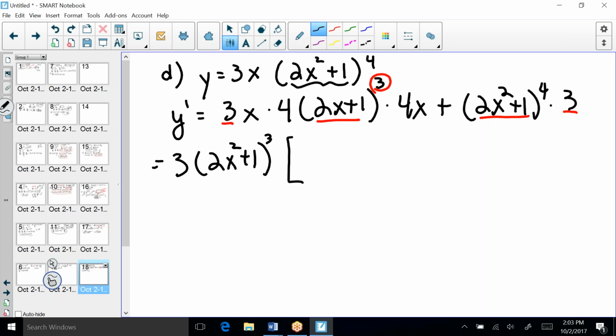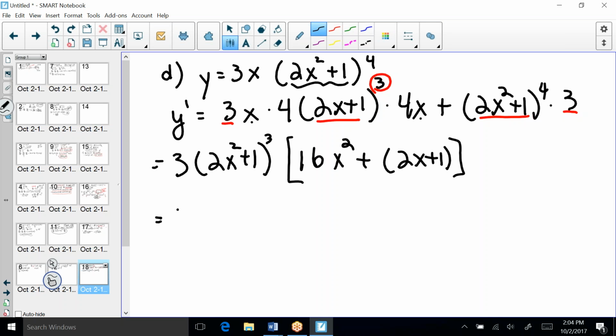We have 4 times 4, so that's 16, and then we have this x times this x, so that's x squared. And then we have 2x plus 4 that's left over here. On this side, we have just one of the 2x plus 1's left, plus 2x plus 1.